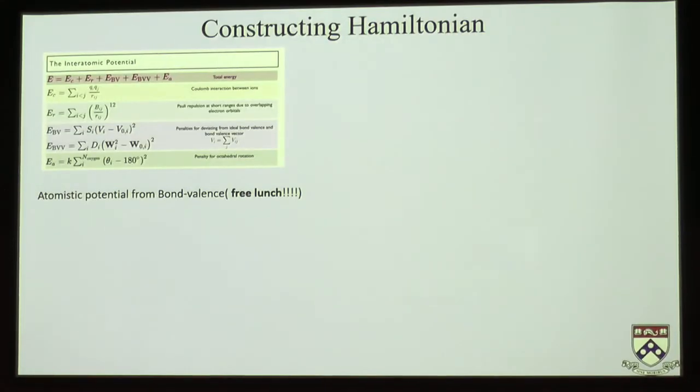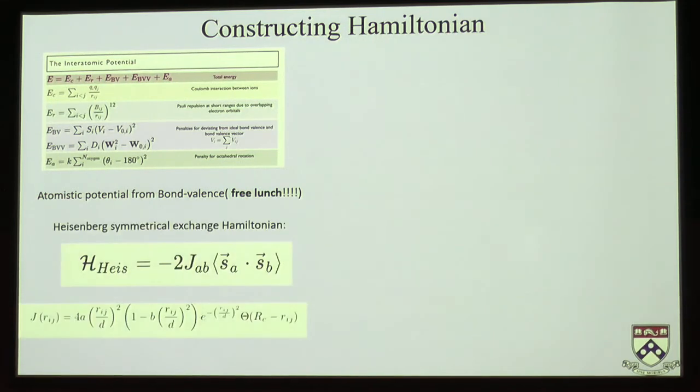Okay, given these two challenges, we first construct our Hamiltonian here. This is a free lunch: we have the atomistic potential, so we just borrow it for free. There's not much difference from the previous slides. Next I'm going to introduce how we treat the spins. The first thing we include is the Heisenberg exchange term, which basically captures the orbital overlap between electrons.